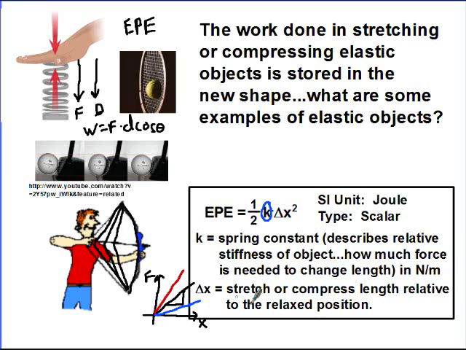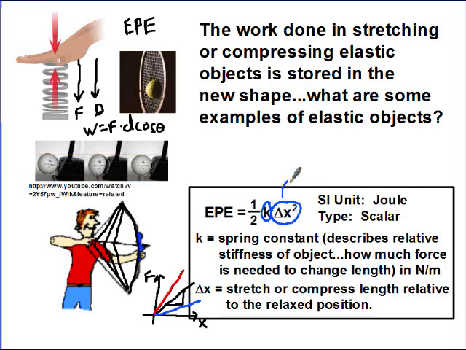The delta x is how far it's stretched or compressed, and probably the key thing to look at right now is that the elastic potential energy is related to the square of the distance. So we store more and more energy for every extra amount that we pull that back. We actually store progressively more energy, so it's related to the square of the distance.